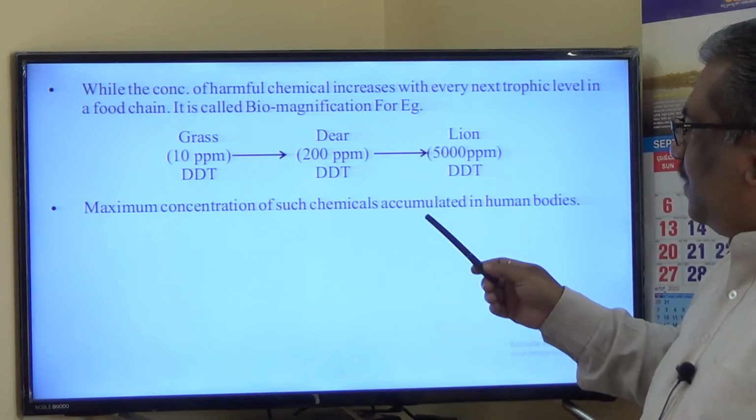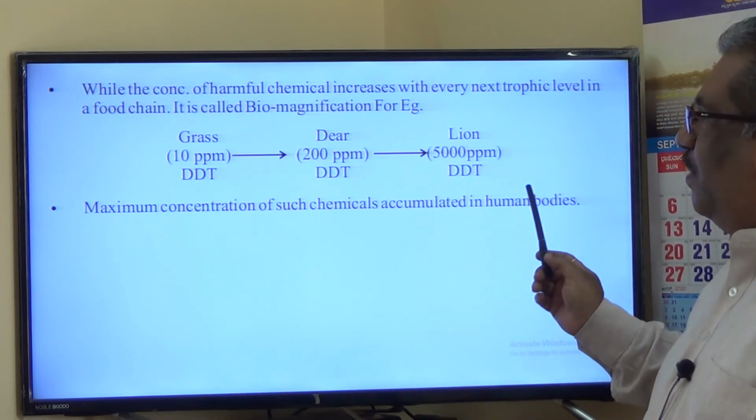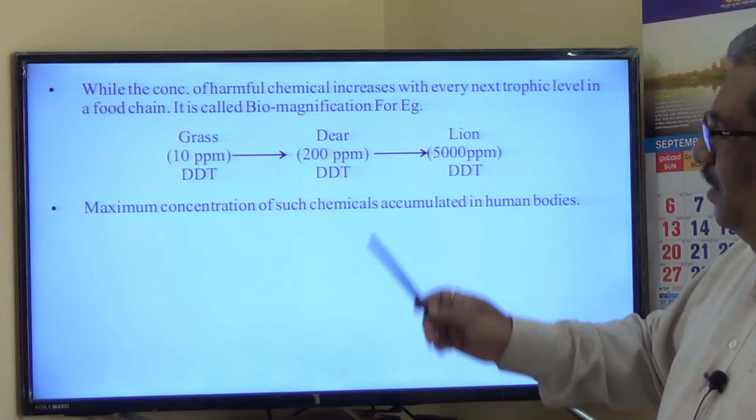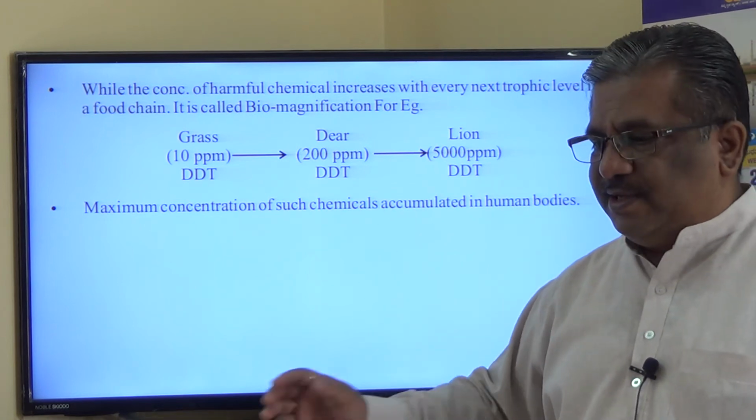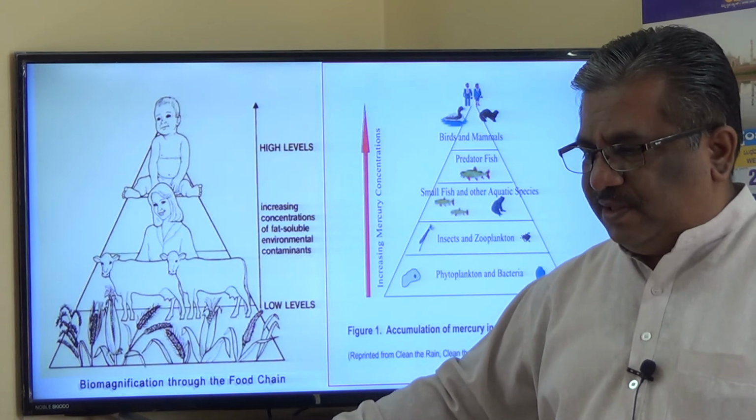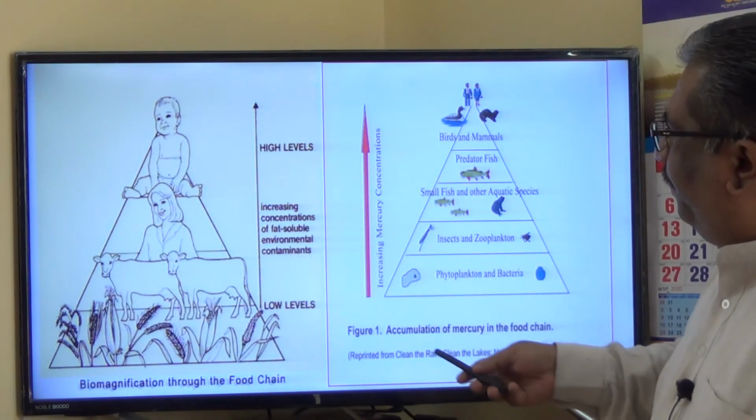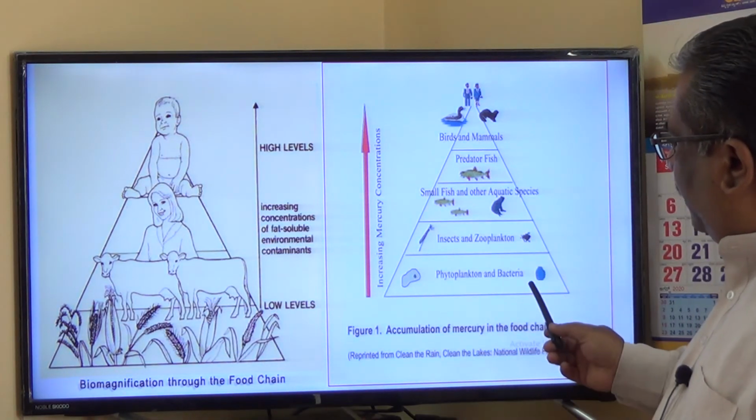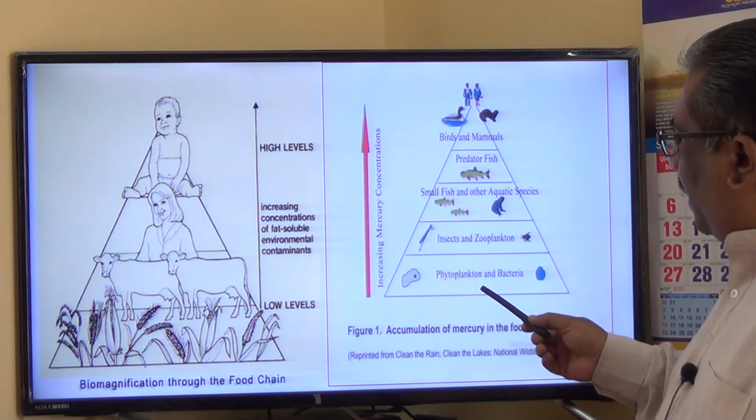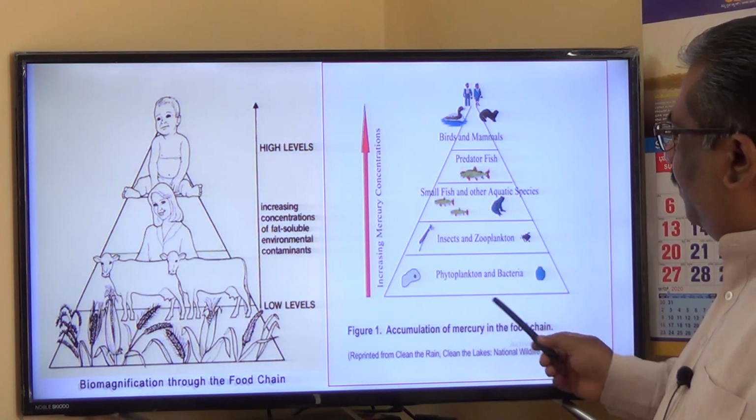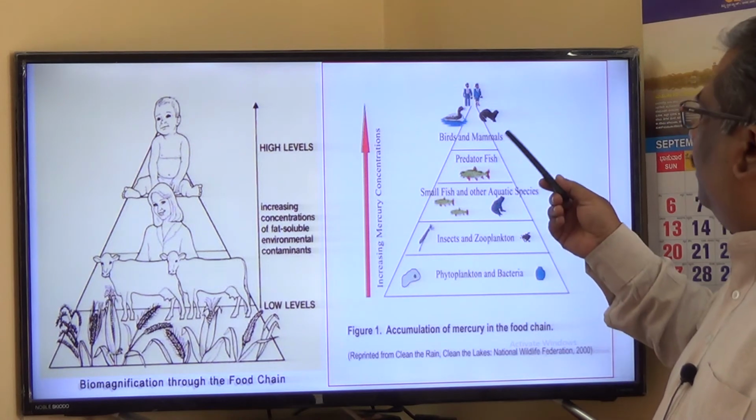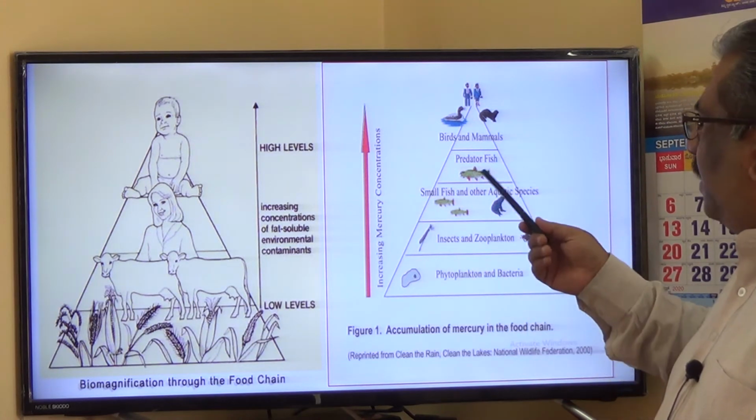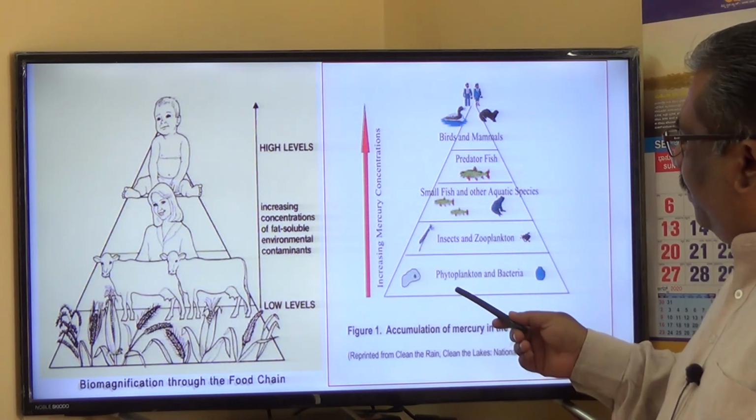Maximum concentration of such chemicals is accumulated in human bodies, that one should know. This is about the biological magnification. There is one more example over here. This pyramid has been taken where you have a phytoplankton and bacteria. This refers to the aquatic, basically, aquatic and terrestrial both, of course.